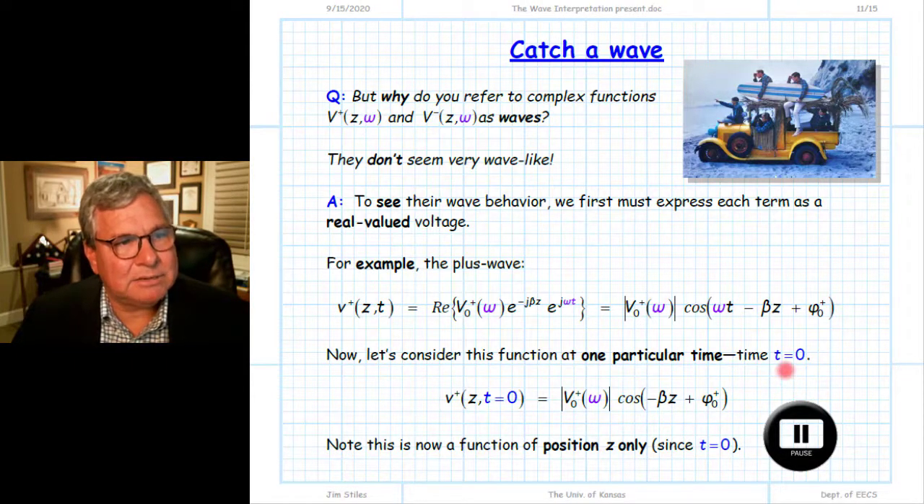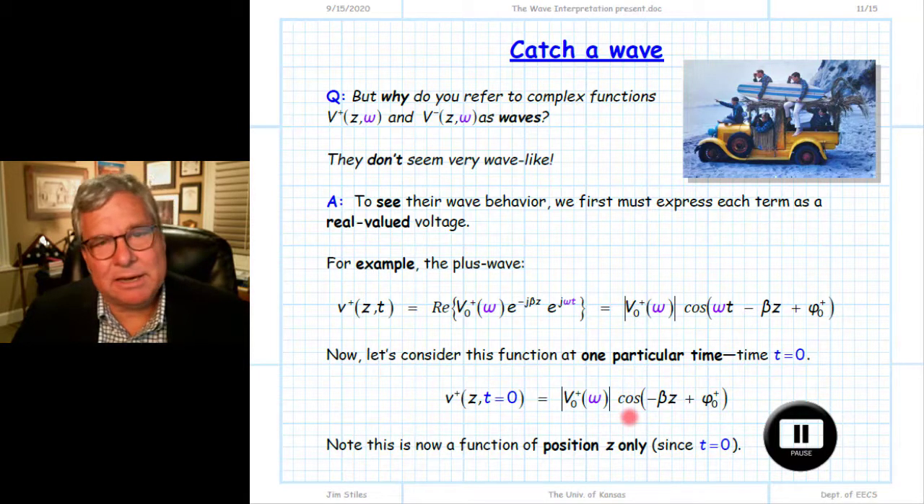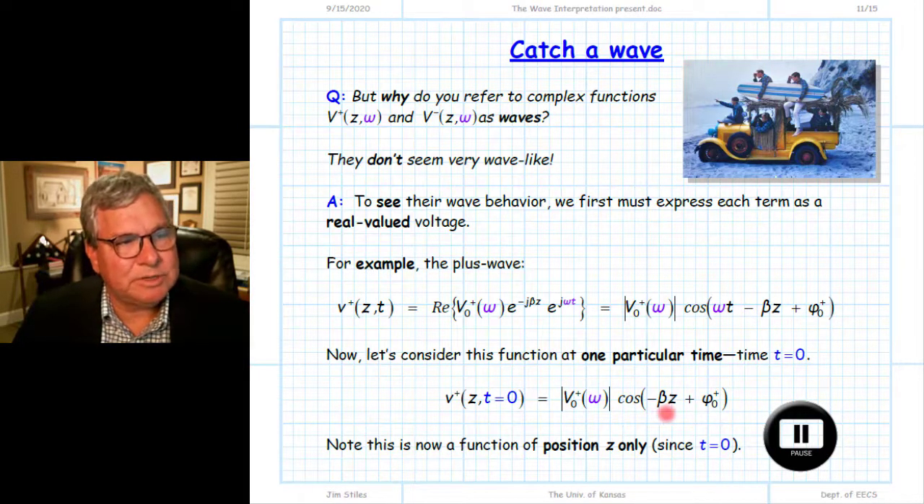When we set t equal to 0 and evaluate it, we get this result here. Notice in our cosine, we don't have a constant. We have an argument that varies with position z. It doesn't vary with time anymore because time is fixed at 0, but it changes with respect to position z. So what we have now is basically a sinusoidal function with respect to position z.